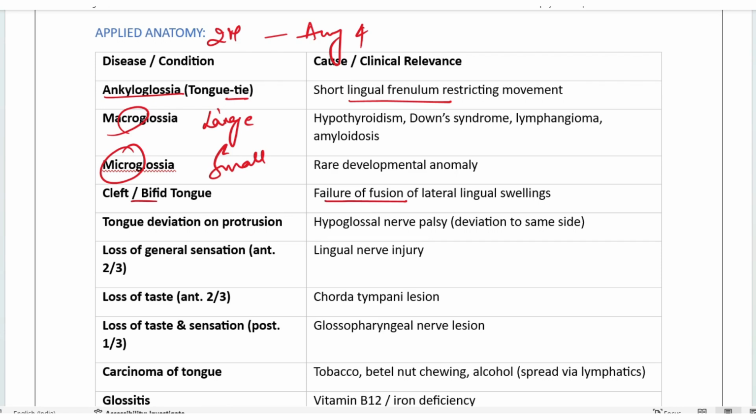Tongue deviation could be because of injury to the hypoglossal nerve. Loss of general sensation in the anterior two-third is injury to the lingual nerve. Loss of taste in the anterior two-third is because of the chorda tympani. Loss of taste and sensation in the posterior one-third will be because of the glossopharyngeal nerve.